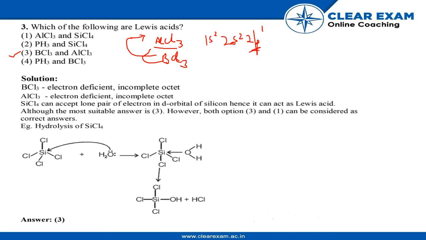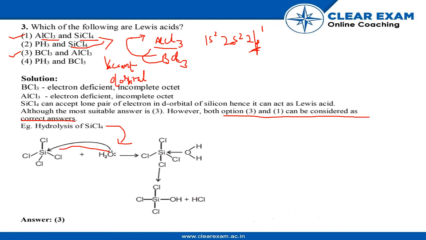Now similarly for SiCl4, silicon also has a vacant d orbital. Hence silicon is also electron deficient. Therefore option 1 is also correct. So both option 3 and 1 are considered to be correct answers.